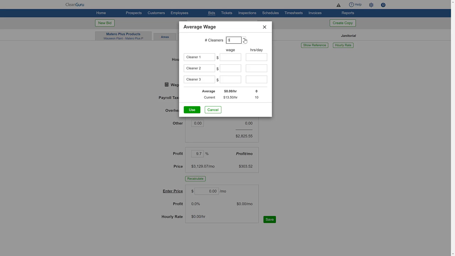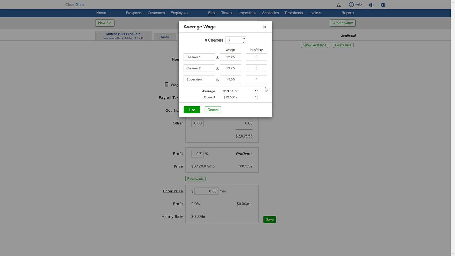Next, fill in the form to show each person, their wage, and the number of hours you expect them to work each day. You can describe each person by name, job category, or by whether they're part-time or full-time. The average wage calculation is useful because it's a weighted average, meaning it takes into consideration both wage and hours.